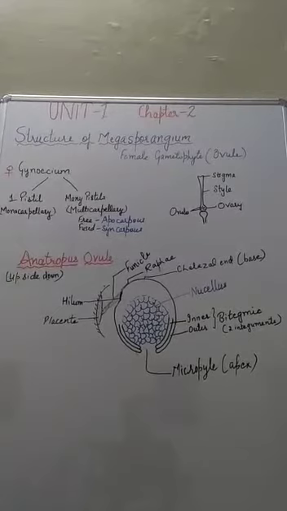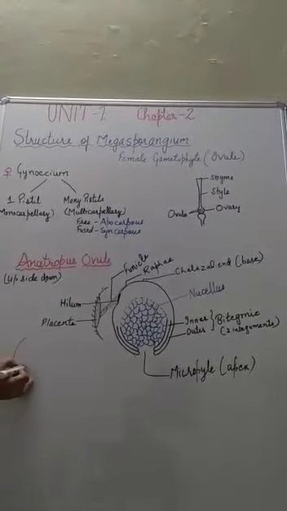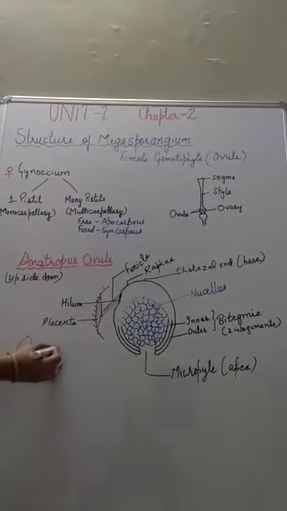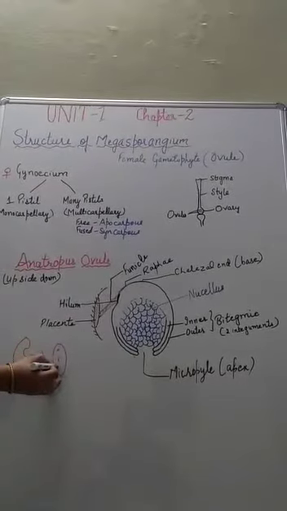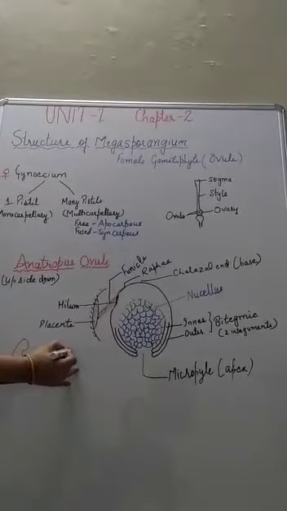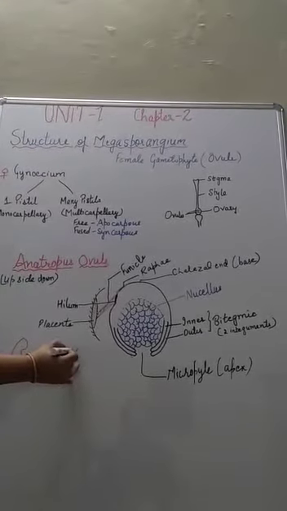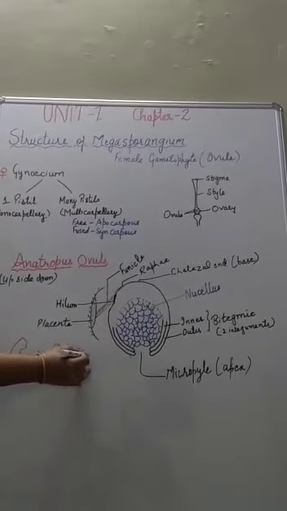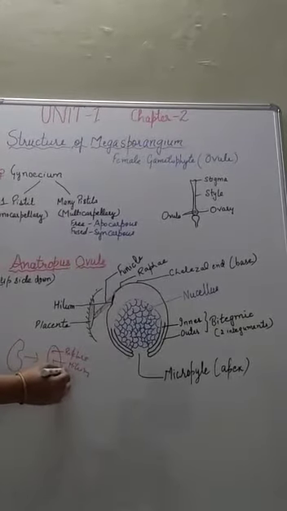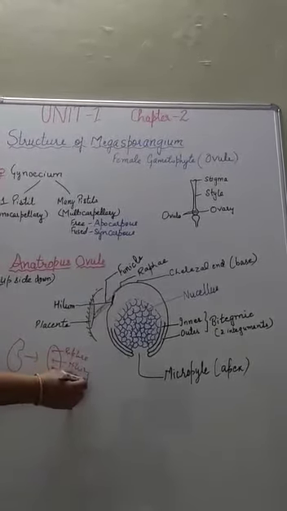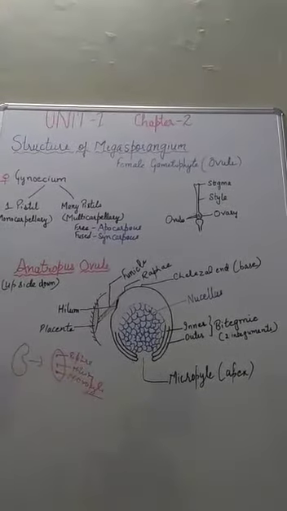So if we see the structure of a seed, we see three structures in it: first, second and the third. The first one is the raphe. The second is the hilum, and the third one is the micropyle. This you can see in your seeds.